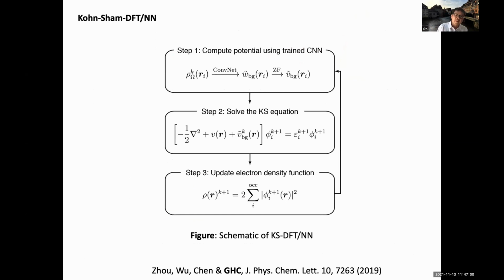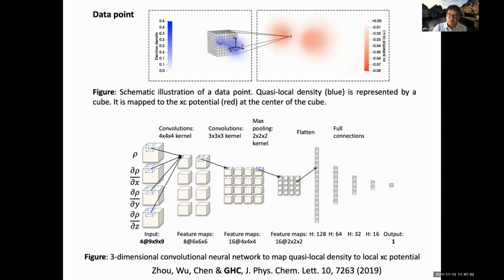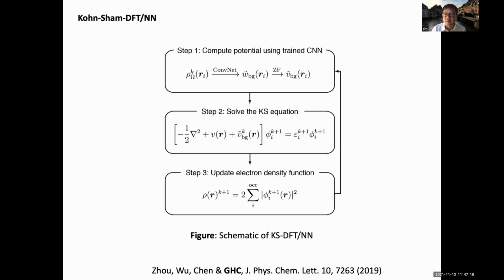Now, once we are trained, we also need the exchange correlation potential as a target, right? And that we use from Weitao Yang's group, Wu-Yang's method, and we calculate the exchange correlation potential for training.